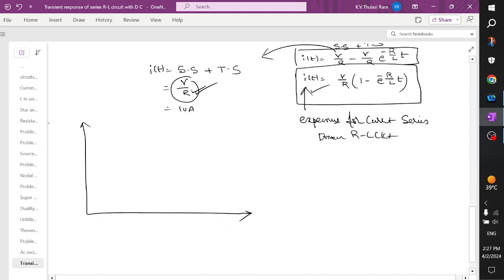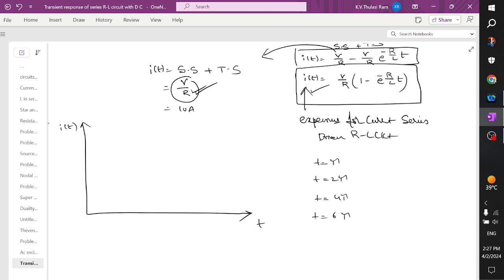So this is the current across the RL circuit under the transient response. Let's try to substitute. Now we are going to define the time constant also. At t equal to tau, what happened? At t equal to 2 tau, what will happen? At t equal to 4 tau, what will happen? At t equal to 6 tau, what will happen?